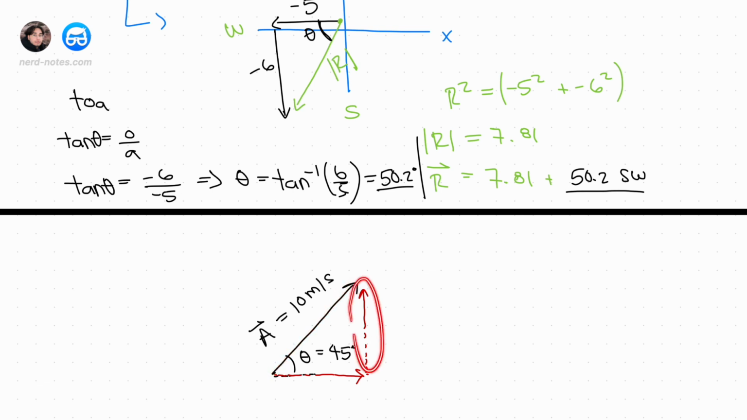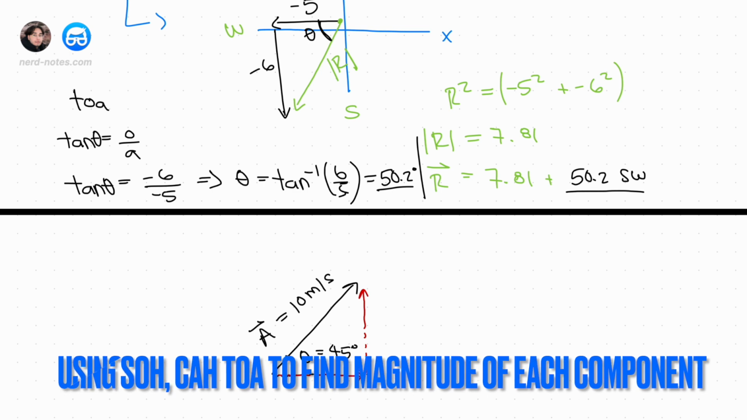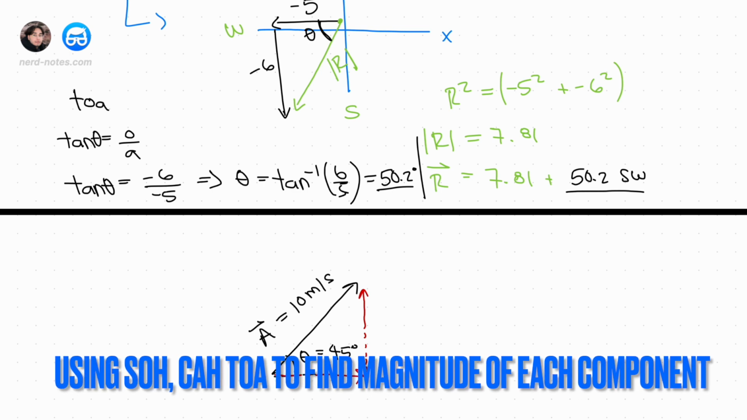Now, in order to find this side and this side, we just have to use a little bit of trig. If you are not too familiar with trigonometry, it's not too difficult. We're not diving too deep into the trig here. We're really just using SOHCAHTOA. So I'm going to write that out here.